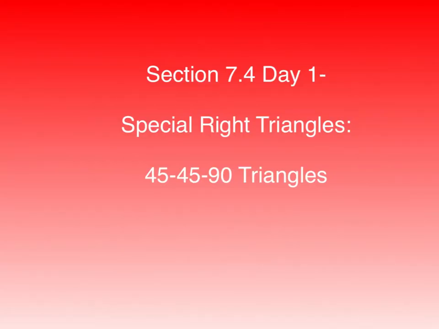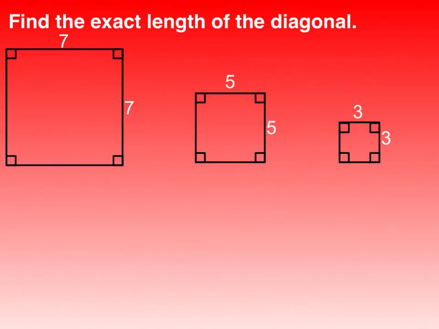You can see our topic here today is special right triangles, specifically 45, 45, 90 degree triangles. One thing I want you to realize is a 45, 45, 90 triangle literally comes from taking a square and cutting it in half. Now that is a 45, 45, 90 triangle.